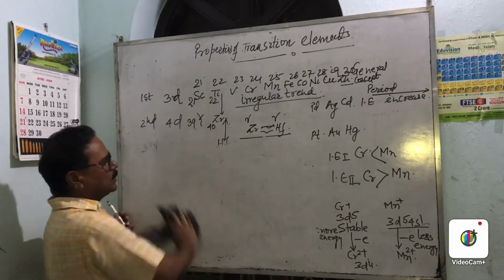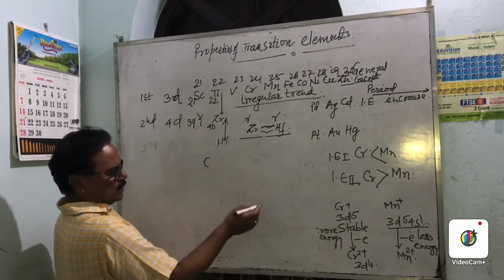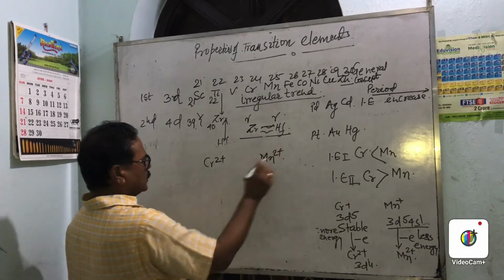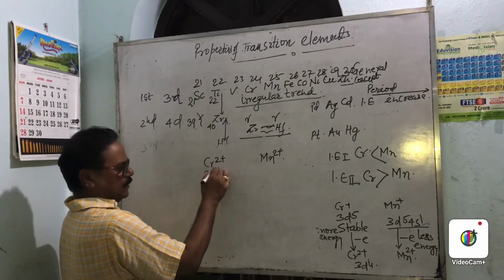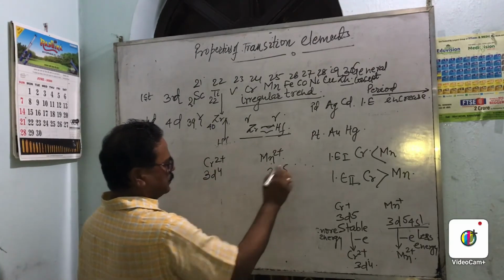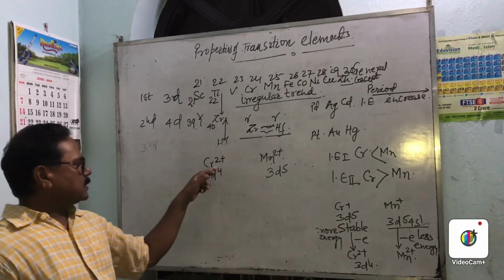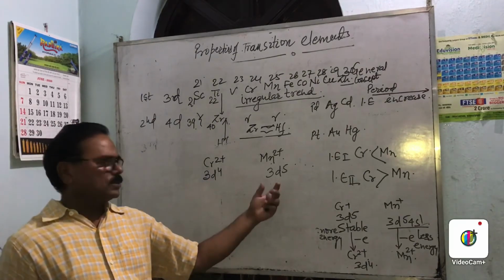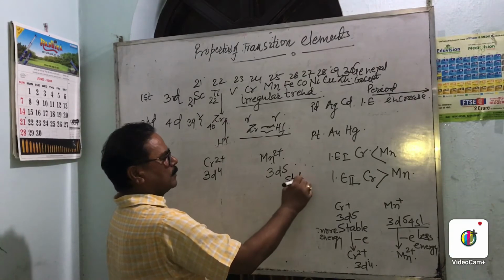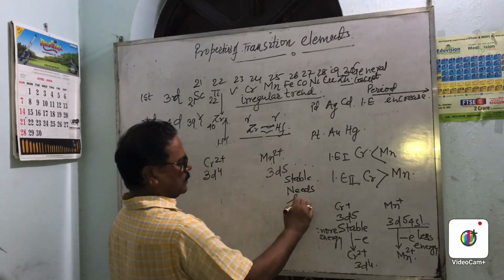If we talk about the third ionization energy, this is chromium 2+ and this is Mn2+. This chromium 2+ has 3d4 and this will have 3d5. So we have the concept of which one is more stable, d4 or d5, because d5 is completely half filled. So this one is stable and this is not stable. So it needs high energy.